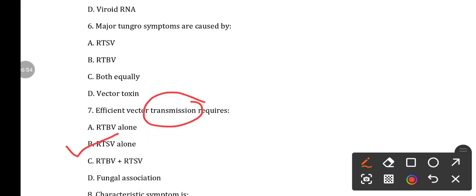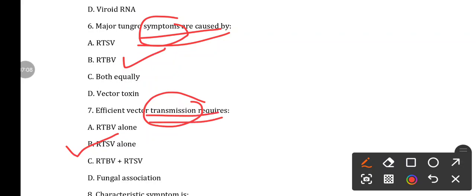So two things you got here. The symptom portion was mainly imparted by the Rice Tungro Bacilliform virus, whereas the transmission of the virus is performed by the Rice Tungro Spherical Virus. If the Rice Tungro Spherical Virus is not there, then this Rice Tungro Bacilliform virus can't transmit from one plant to another plant. So for transmitting through a vector, this helper virus, Rice Tungro Spherical Virus, is necessary. It is responsible for the transmission.